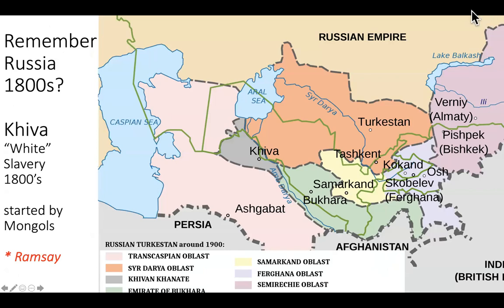And so this is, I went back and got this map from my Russia lectures when we got to the 1800s. And yep, here's Khiva, where the white slavery was.